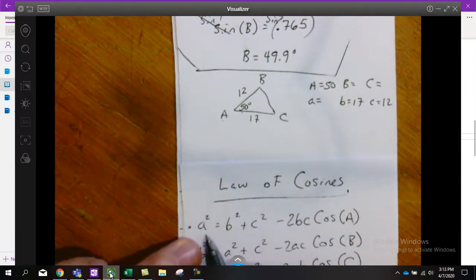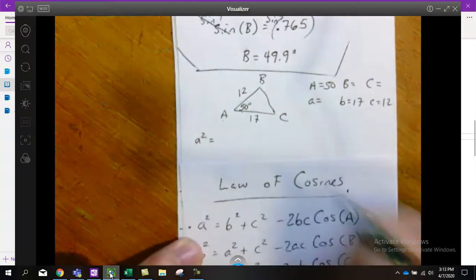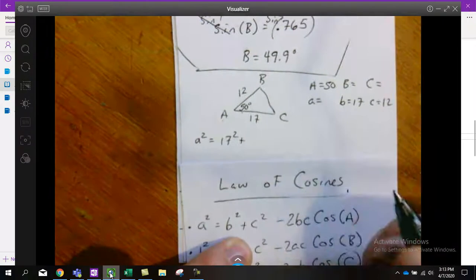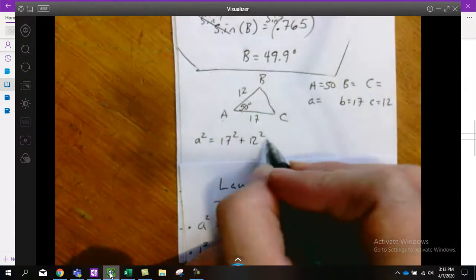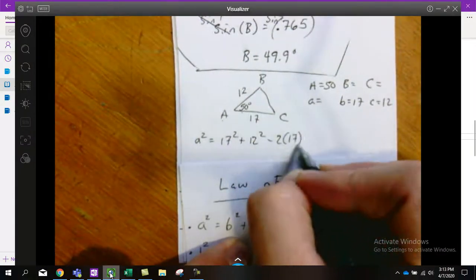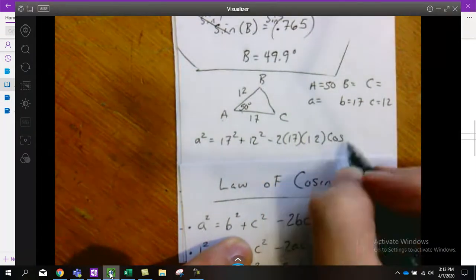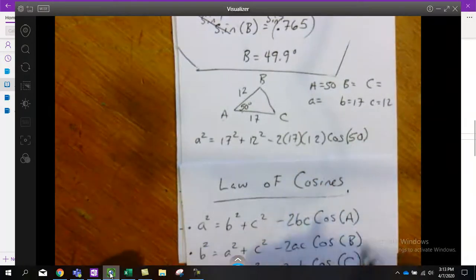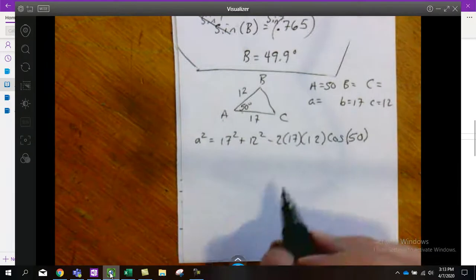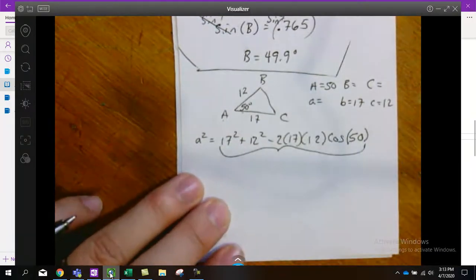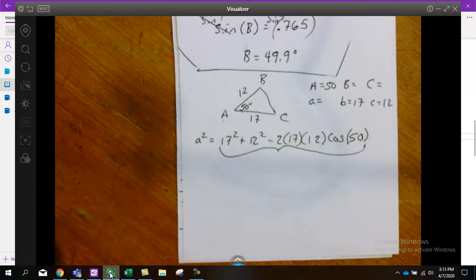So my little a is unknown, so a squared equals little b, 17 squared, plus little c, 12 squared, minus 2 times 17 times 12 cosine of capital A. The nice thing about this version of the law of cosines, this type of problem, is that there are no unknowns on the right-hand side. So I can just type this into the calculator. I would encourage you to type the entire thing.